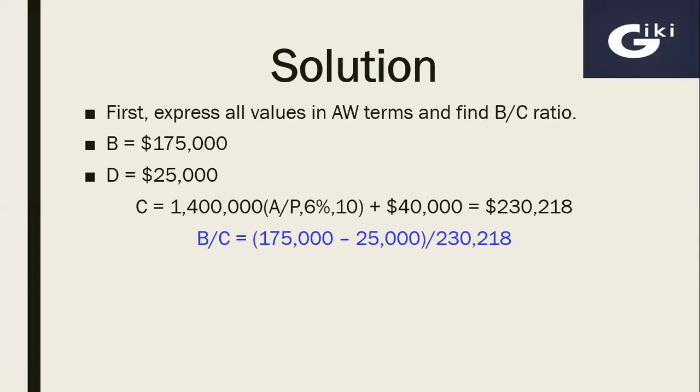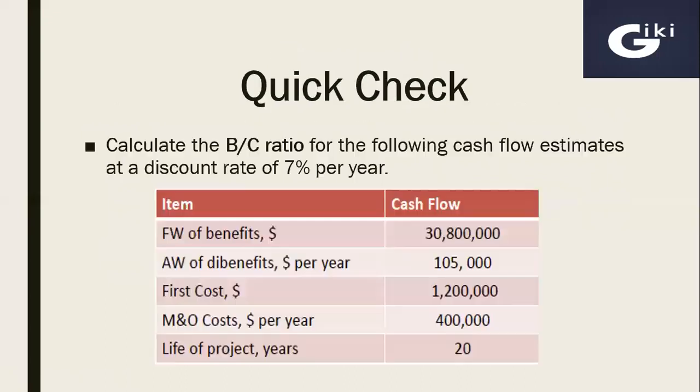Now I think we can apply B over C ratio. So B over C ratio is equal to benefits minus disbenefits divided by costs. So benefit is 175, disbenefit is 25, and cost is 230. So B over C ratio is 0.65, which is less than 1. And the criteria is, if B over C ratio is greater than 1, then we can accept or undertake the project, otherwise not. So in that case, we will not build that project. Is that clear? I hope it should be clear.